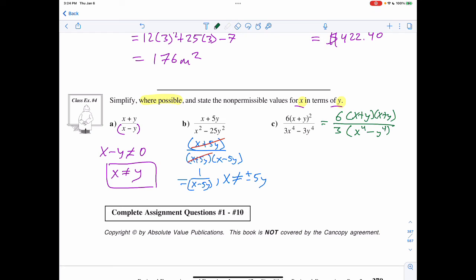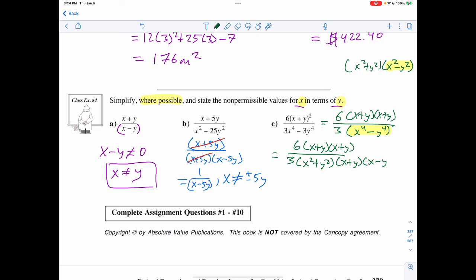Now, I can factor this difference of squares down, not just once actually, because I would have x squared plus y squared, x squared minus y squared, but I still have a second difference of squares, which means that this is all going to become 6x plus y, x plus y, divided by 3 x squared plus y squared, x plus y, and x minus y.